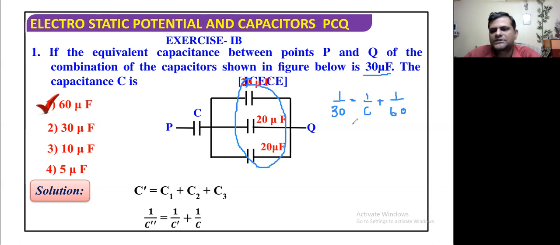And if we just take this 1 upon 60 to that side, then we are able to get 1 upon 30 minus 1 upon 60 going to be 1 upon C here, so that we can just get this multiplied by 2 here and get 1 upon 60 only as the difference of these two, and hence we can just get C is equal to 60 microfarad to be the capacitance of this combination, which is going to be there in option number 1 here.